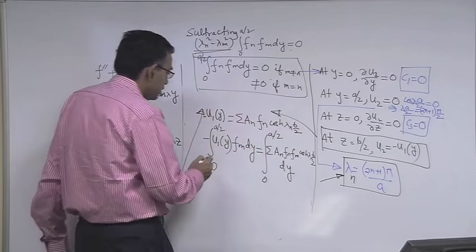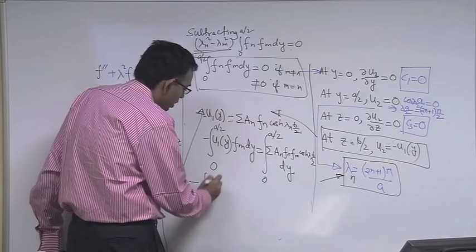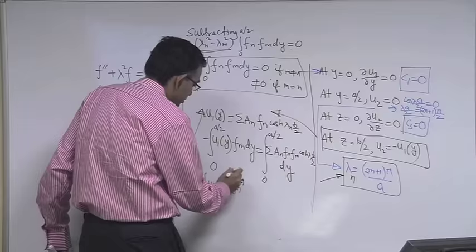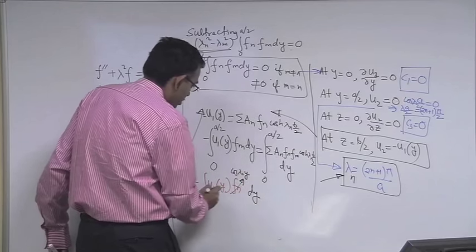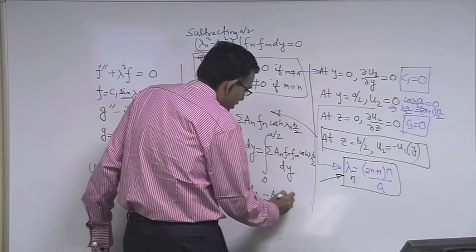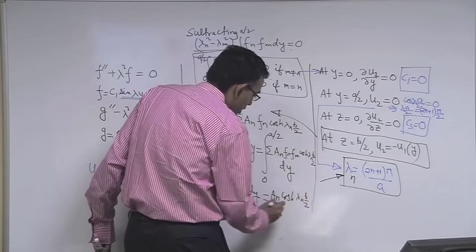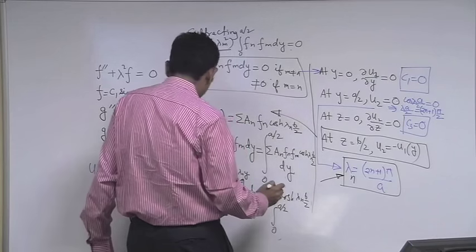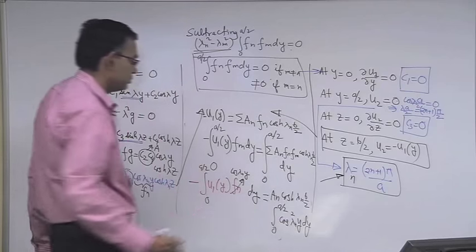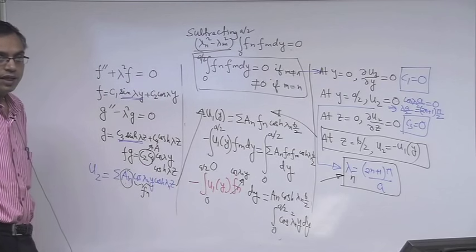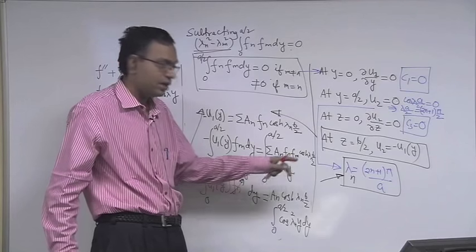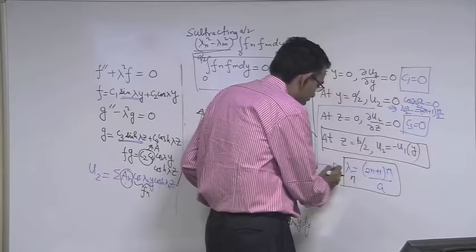So you will get minus integral of u 1 of y f n, where f n is cos lambda n y, dy from 0 to a by 2 is equal to a n cosh lambda n b by 2 into integral from 0 to a by 2 of f n square, meaning cos square lambda n y dy. Right? This f m becomes f n, so it becomes f n square, f n square is cos square lambda n y, where the value of lambda n is given by this equation.